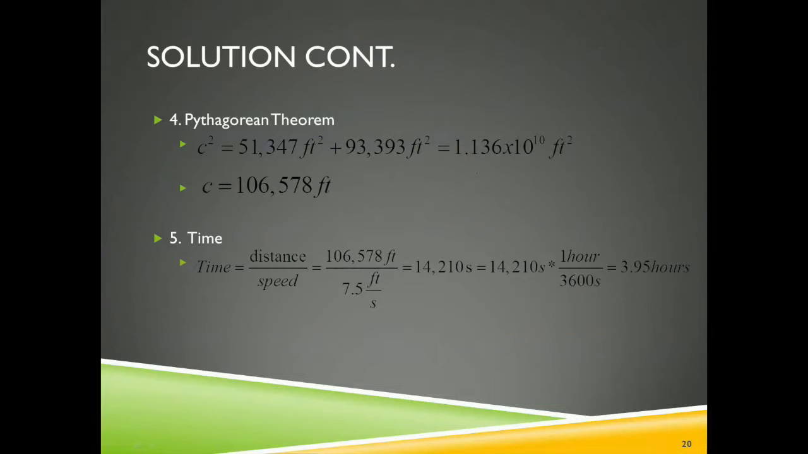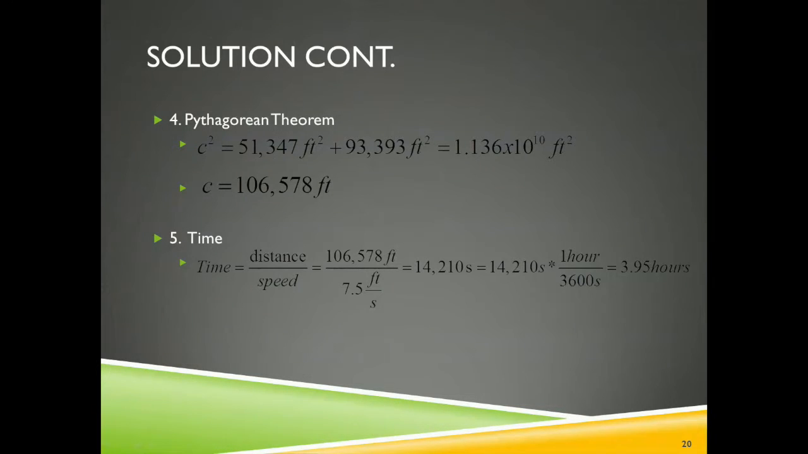Then we apply the Pythagorean theorem. Again, the hypotenuse is what we're looking for. We take our two distances and square them, and then add them together, and we arrive at 1.136 times 10 to the 10 feet squared. Taking the square root of this, we see that c is equal to 106,578 feet.